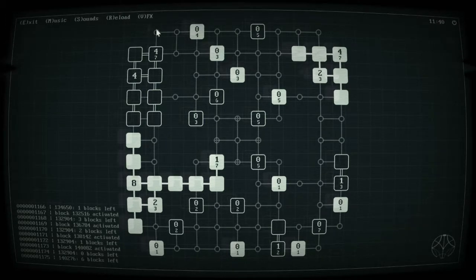Three, four, five, six, seven. Now this one needs to be lit, right? Four here. Oh no, it has four. I need three more. One, two, three. Yeah, never mind. Can't do this one yet.